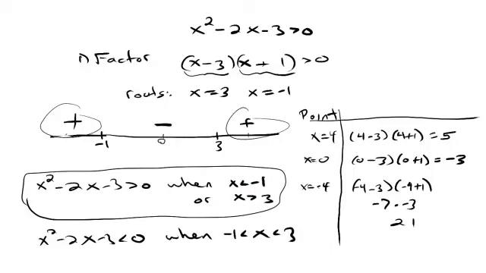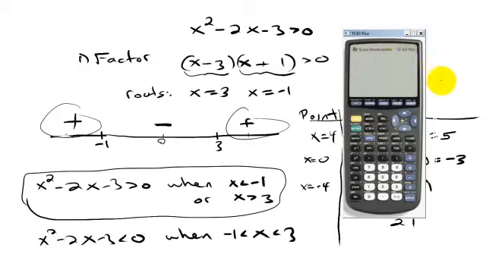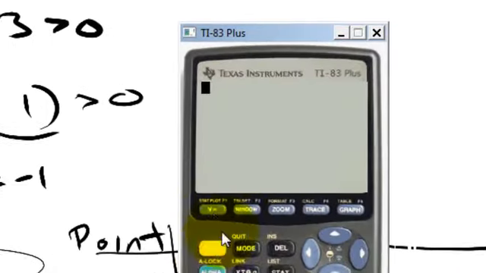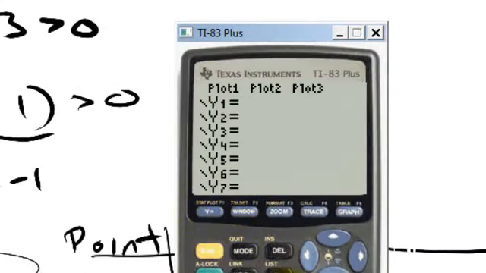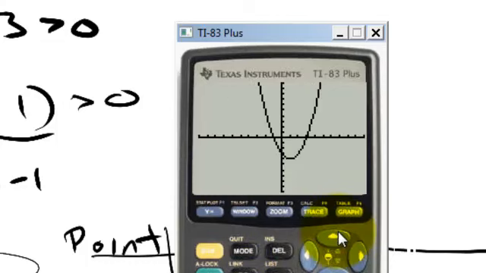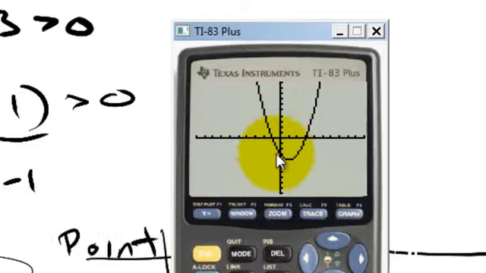But you do have a graphing calculator. And what's nice about a graphing calculator is it may help you figure out whether you are correct. So if we pull out a graphing calculator, turn it on, we're going to go ahead and graph it. So x squared minus 2x minus 3, graph it, then we get something like this.